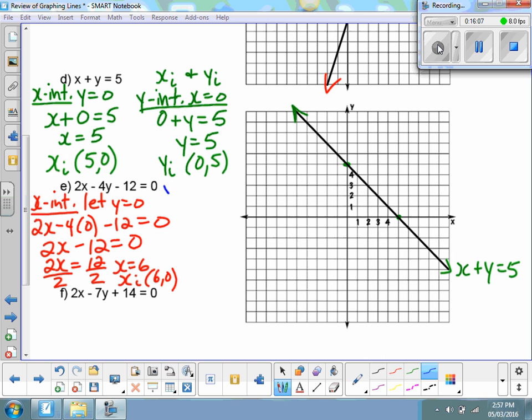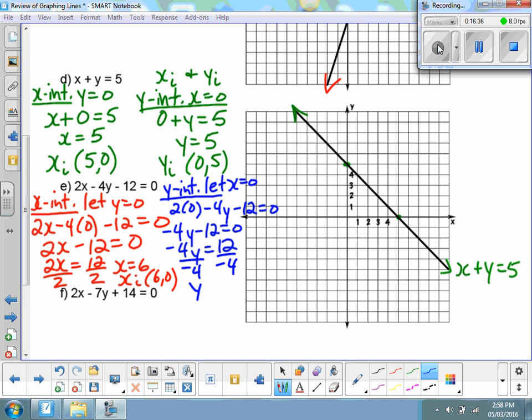And now for our y-intercept, we'll let x equals 0. So it'll be 2 times 0, and then the rest. So this time it's negative 4y minus 12 equals 0. Move the minus 12 over. We'll divide both sides by negative 4, and we get y equals negative 3. So that means the y-intercept will be the point 0, negative 3.